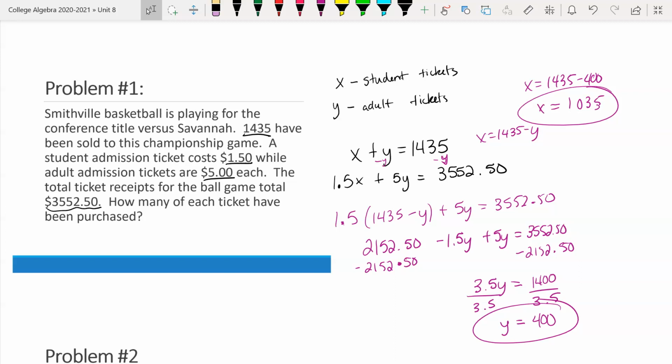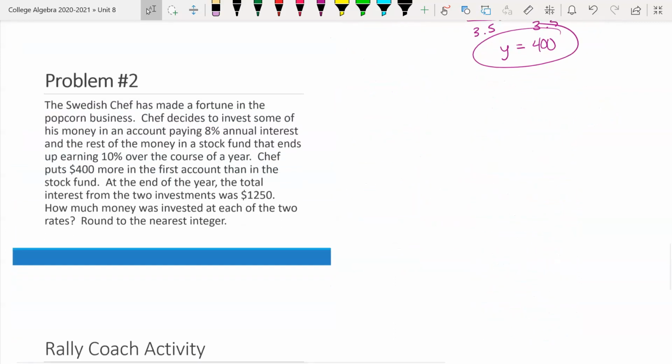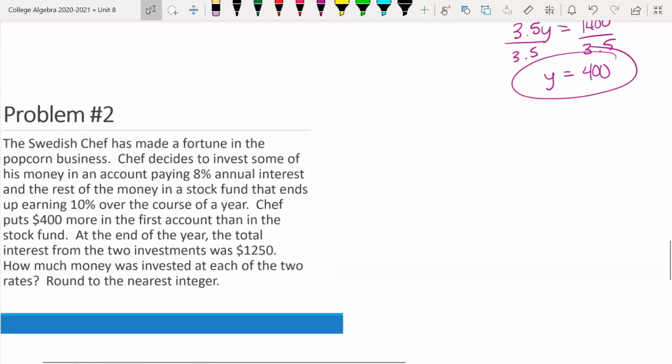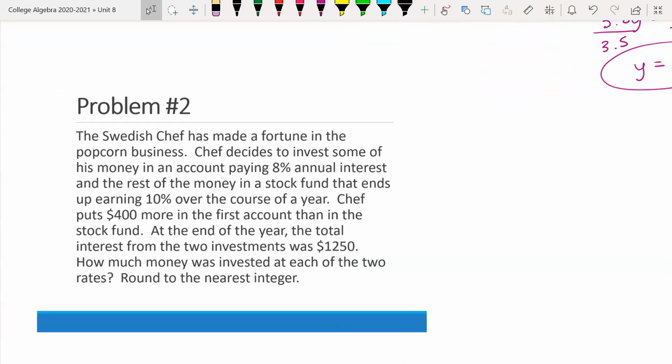All right. So then the other problem, and this is the one that you're probably going to see more on the Hawks. It says the Swedish chef has made a fortune in the popcorn business. Chef decides to invest some of his money in an account paying 8% annual interest and the rest of the money in a stock fund that ends up earning 10% over the course of a year. Chef puts $400 more in the first account than in the stock fund. At the end of the year, the total interest from the two investments was $1,250. How much money was invested at each of the two rates?